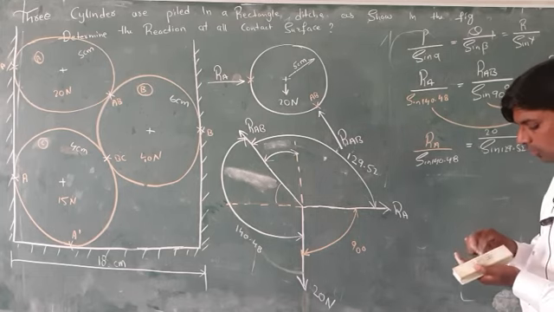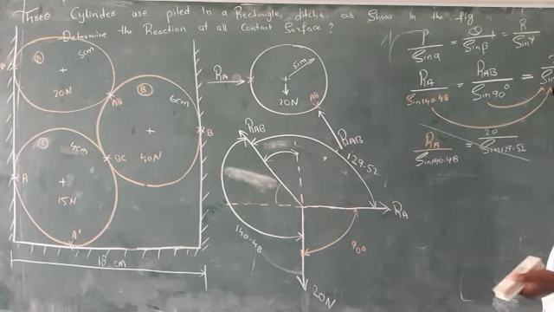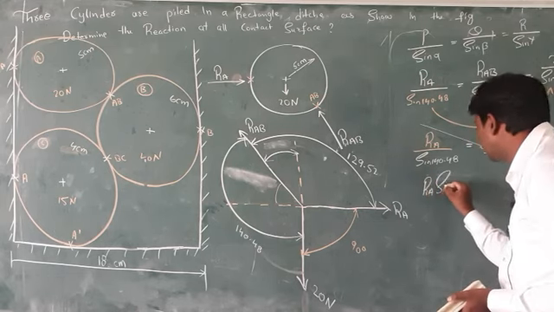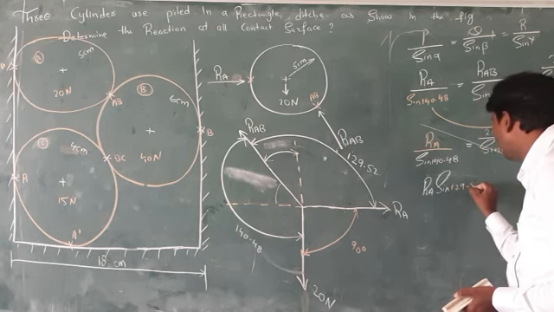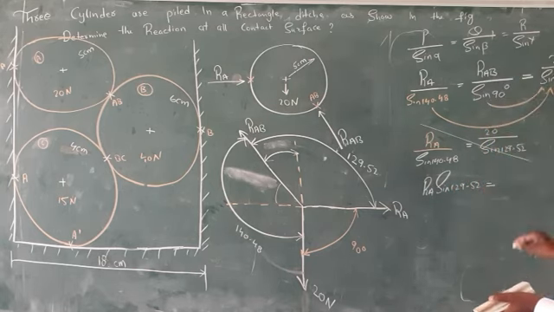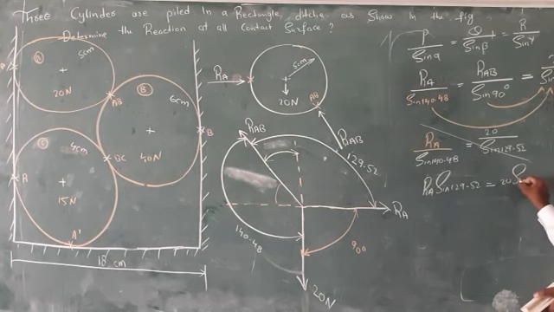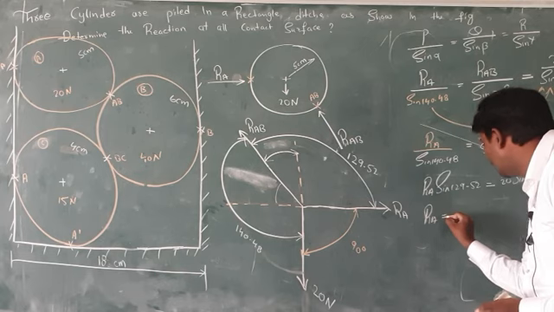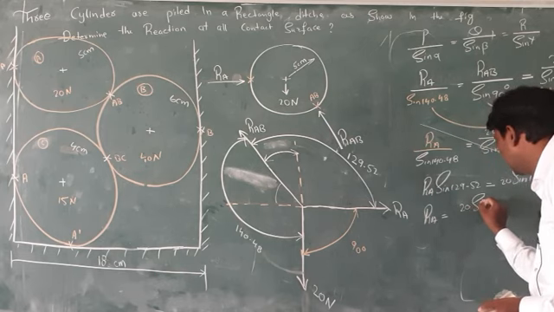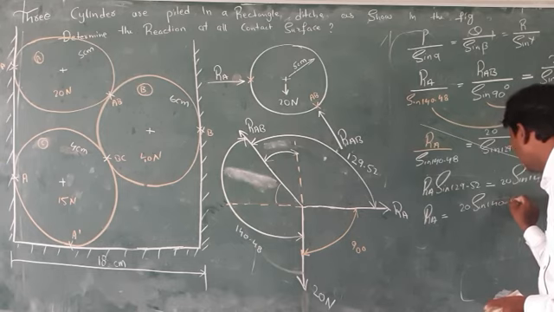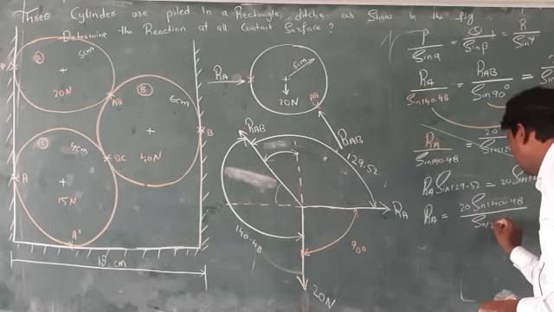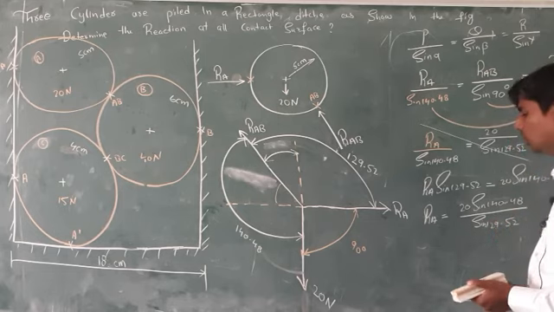RA by sin 140.48 is equal to 20 by sin 129.52. For this, what you have to do? You have to go for cross multiplication. RA sin 129.52 is equal to 20 sin 140.48. So, here RA is equal to 20 sin 140.48 by sin 129.52. Okay?